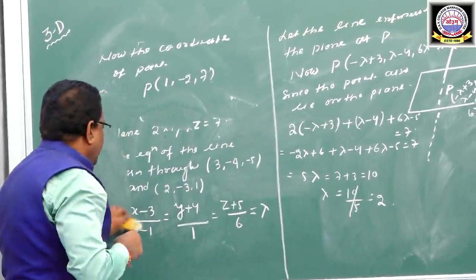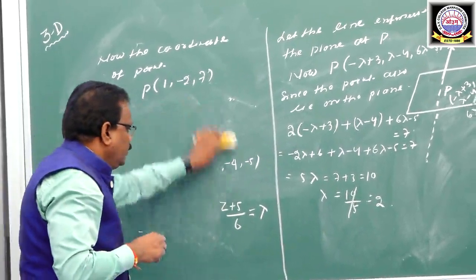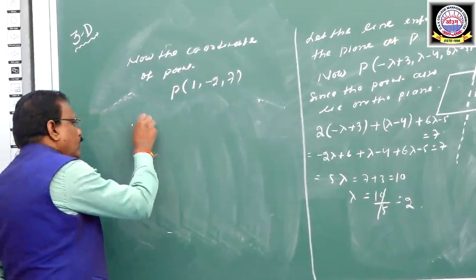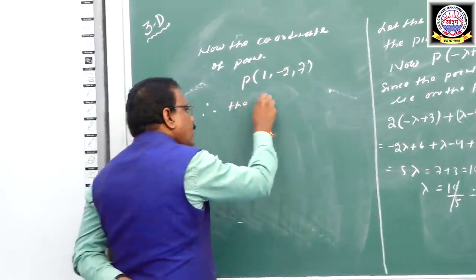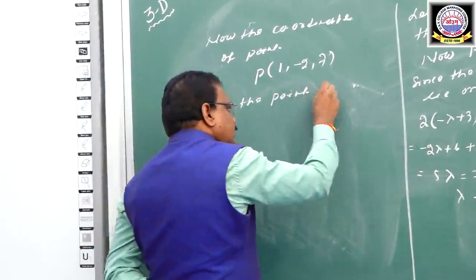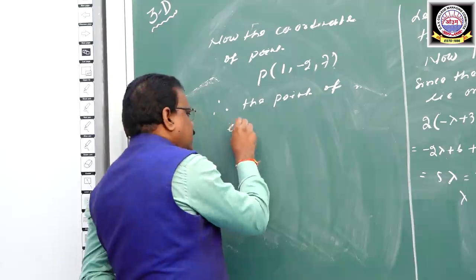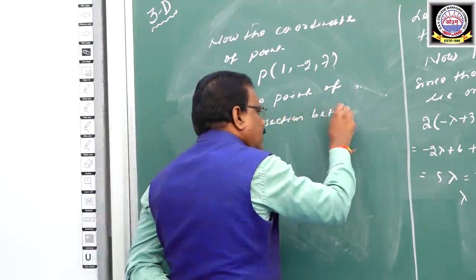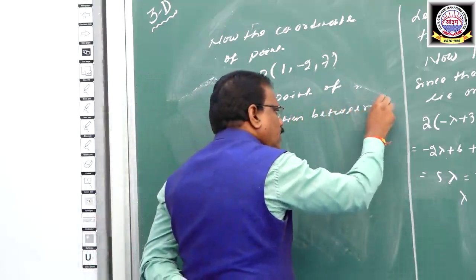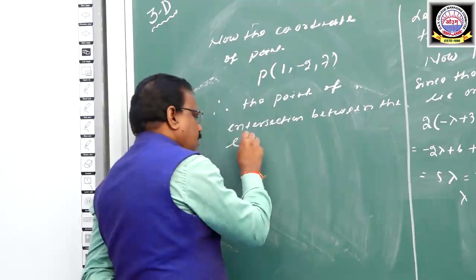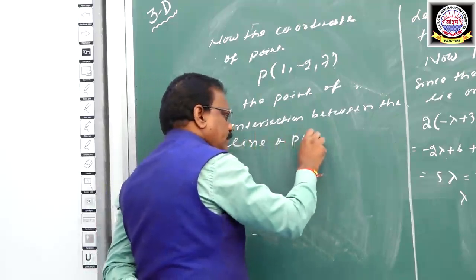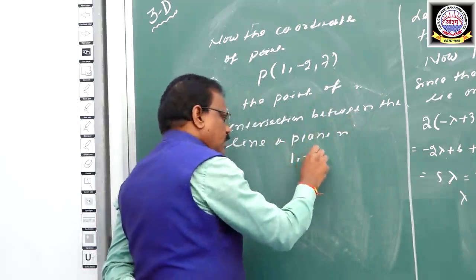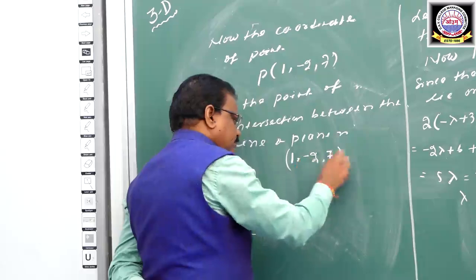Therefore, finally you can write, therefore, the point of intersection between the line and plane is (1, -2, 7).